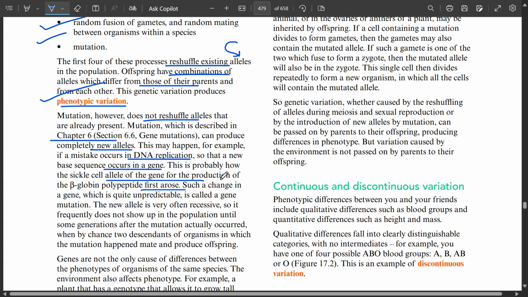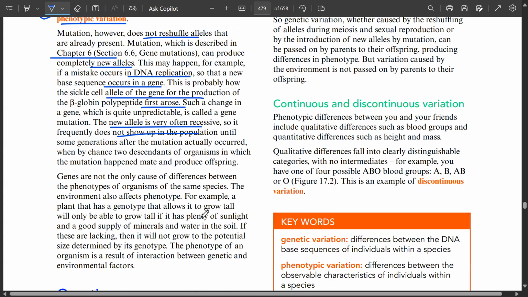Such a change by mutation, the new allele could be recessive too, and so it frequently does not show up in a population until some generations later, when a descendant comes along who gets two recessive alleles. That's when a mutation can obviously show up.